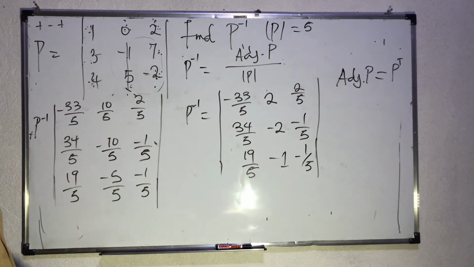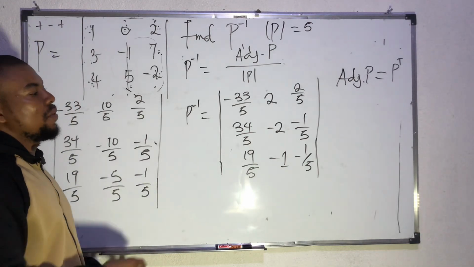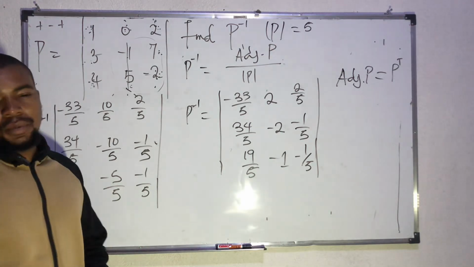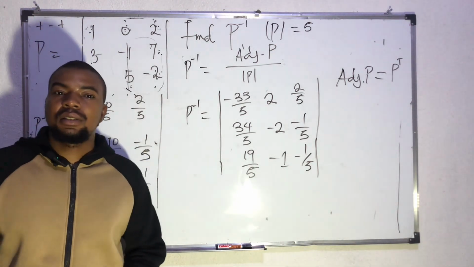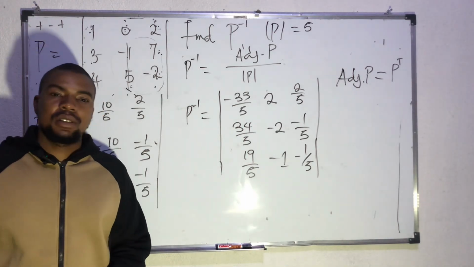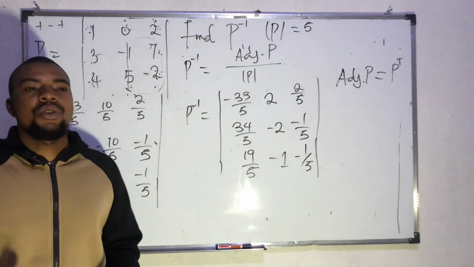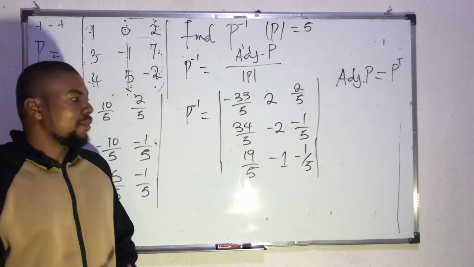This is how to find it. It's not really difficult. It's a straightforward process that you can easily do. Remember what I told you in the first place. If you want to find the inverse of the matrix, the first thing you're going to do is to find the determinant. After finding the determinant, you find the cofactors. After finding the cofactors, you transpose the matrix, and that will give you the adjoint. When you get the adjoint, simply divide it by the determinant, and you have your inverse.